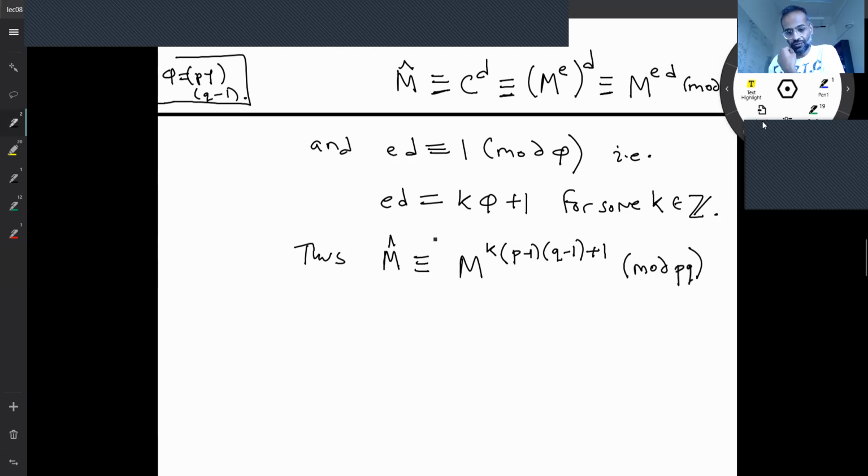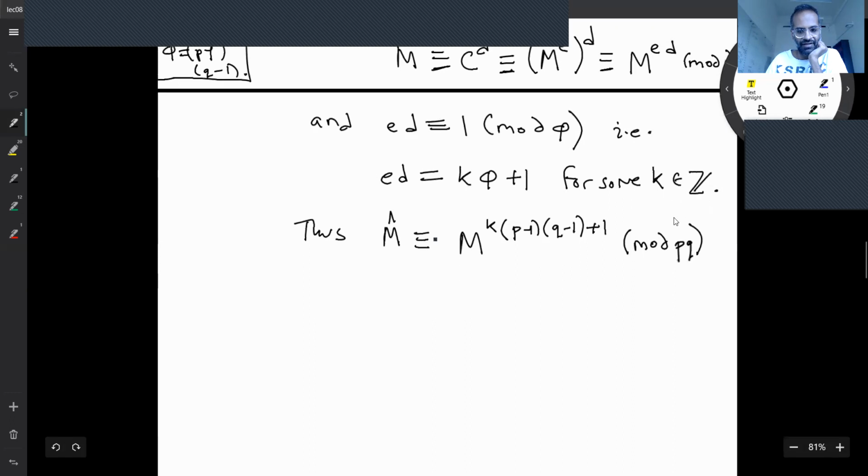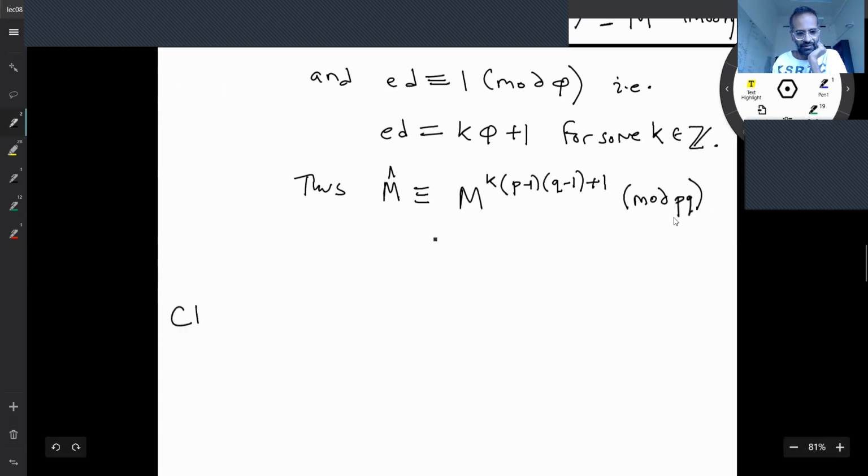So now what we're going to do is prove a little claim, which is sort of a generalization of Fermat's little theorem. And that will imply this result. So I'm going to write this claim and I'll prove the claim later. So the claim is m to the k. So if p and q are prime, everything is within this proof, so we've assumed p and q are prime.